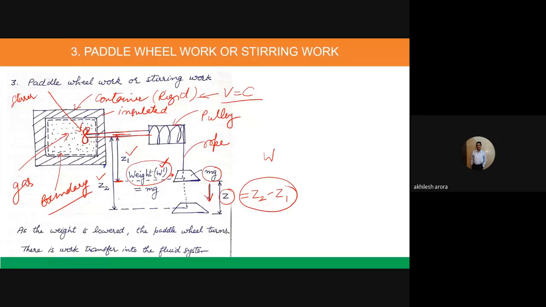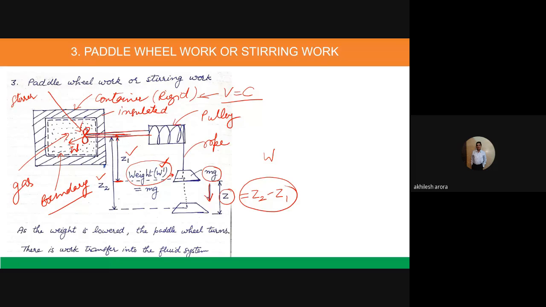Now when this weight is lowered, what will happen to the pulley? The rope will rotate the pulley, and when the rope rotates the pulley, the shaft will rotate and the stirrer will rotate. When the stirrer rotates, this is work which we are doing on the gas. So W, the work, is done on the gas.